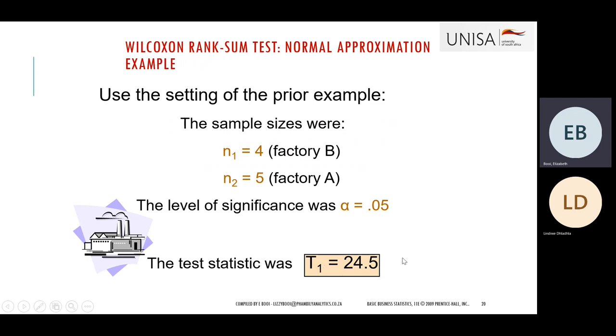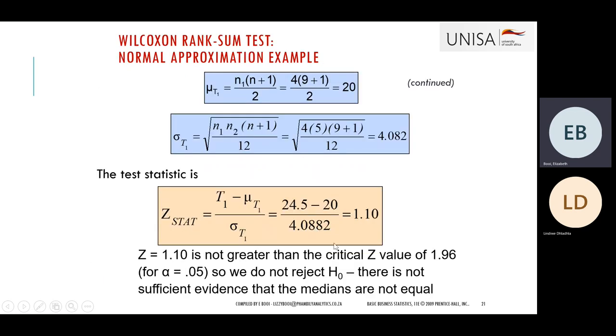So for our T1, the test statistic, we know that we got 24.5. Now we need to calculate the mean for the population and the standard deviation so that we are able to approximate it. We remember N1 was 4, so it's N1 times N plus 1, which is 4 times 9 plus 1, divided by 2, which gives us 20. And our standard deviation will be given by the square root of N1, which is 4, times N2, which is 5, times 9 plus 1, divided by 12, which gives us 4.082.